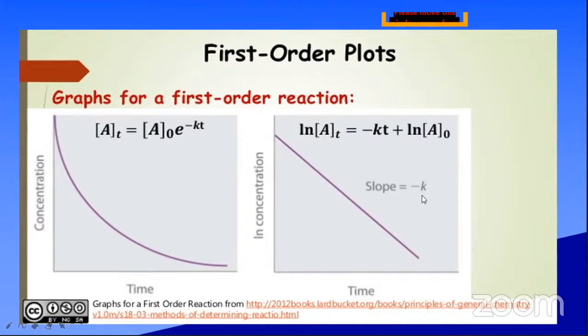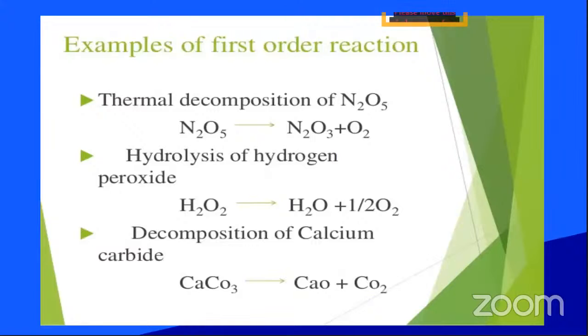So what is the slope? Minus k is the slope. What is the intercept? ln A naught. Similar to the zero order reaction, here also a negative slope will be obtained, but here the rate depends upon the concentration of the reactant. But in the zero order reaction, the rate does not depend upon the concentration of the reactant. That is the major difference between zero order and first order reactions.